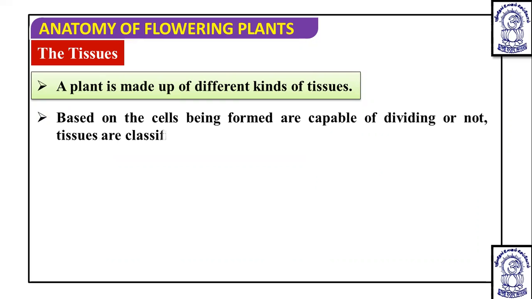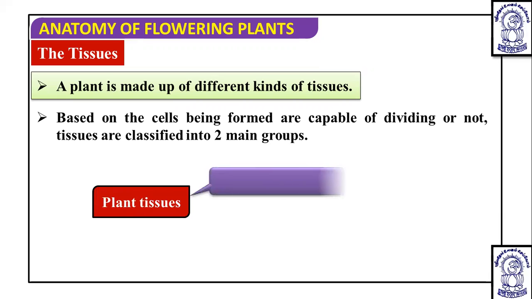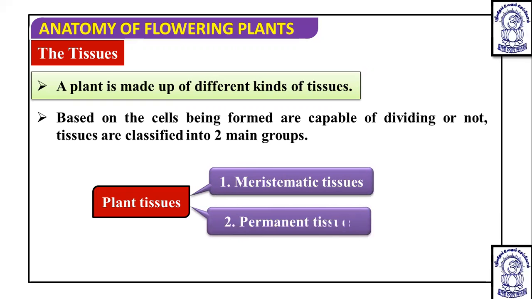Based on whether the cells being formed are capable of dividing or not, tissues are classified into two groups. In a tissue, the cells comprising it are of two types: either they have the capability of division, or they have lost this capacity of division. If they are in a state of division, they are known as meristematic tissue. If they are not in a state of division, it is known as permanent tissue. Meristematic tissue has meristematic cells which have the capacity of division and are in an active state of division, but permanent tissues have cells which have lost their capacity of division.